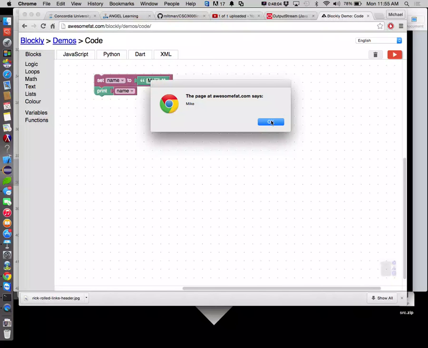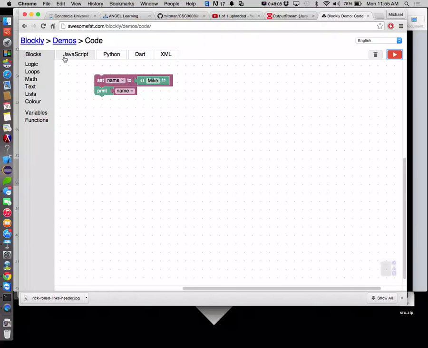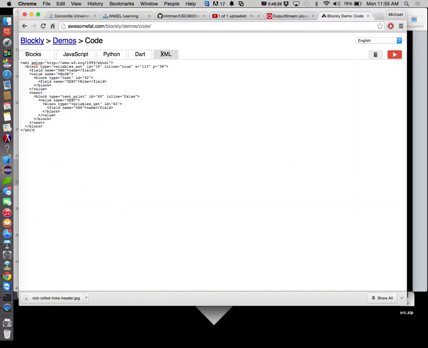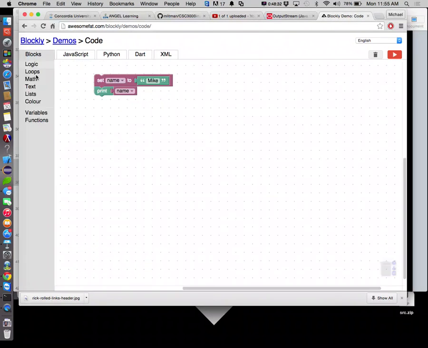Okay, now what's interesting, and this is where the cross-platform thing comes in, notice that up top here it shows JavaScript, Python, Dart, and XML. If I click on JavaScript, here's the equivalent JavaScript code for defining a variable name, setting it equal to Mike, and putting it on the screen. Here's the Python code. Here's the Dart code. XML, I don't think, makes a whole lot of sense for this, but it still produces it. Okay? It's probably how, behind the scenes, it represents what you wrote here. Probably stores it in XML.